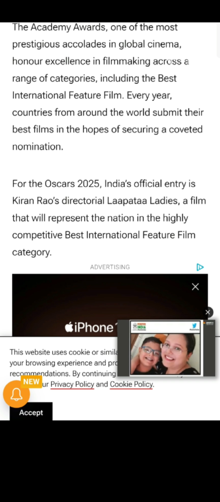Oscar 2025, India's official entry: Kiran Rao's directorial Laapataa Ladies, a film that will represent the nation in the highly competitive Best International Feature Film category.